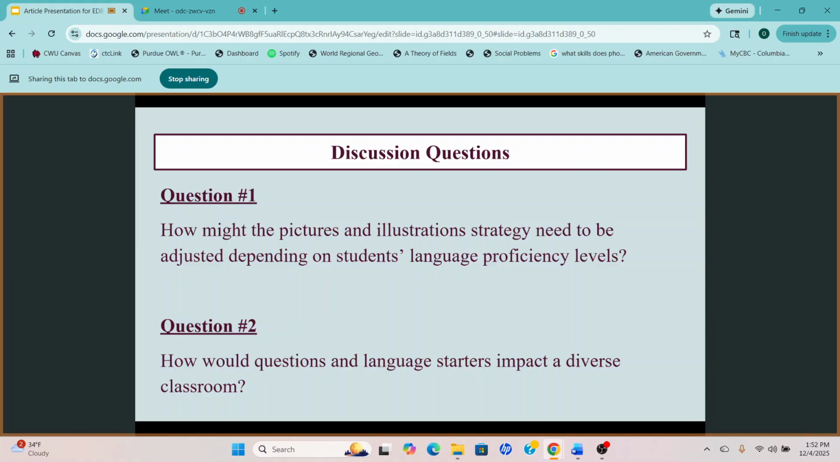The second question we came up with was, how would questions and language starters impact a diverse classroom? Which mainly is just about if it works for every diverse classroom. Sometimes questions and language starters can't impact the classroom, but most of the time they will.